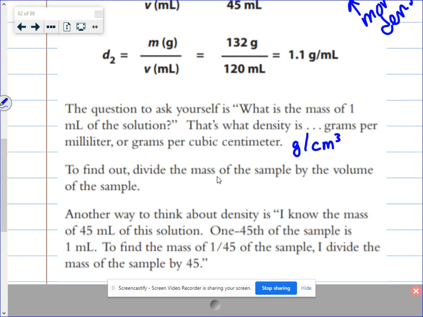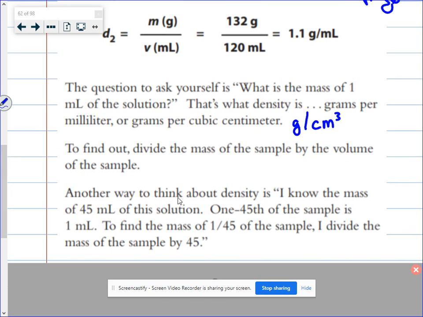Then it says to find out, divide the mass of the sample by the volume. We saw that was done. Another way to think about density is, I know the mass of 45 milliliters of this solution. 1/45th of the sample is 1 milliliter. So to find the mass of 1/45, I divide the mass by 45. I don't know if that would help you think about this in a different way. Just essentially think of this as I want to know what my ratio of mass to volume is.